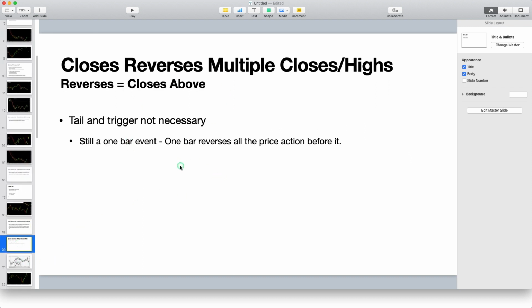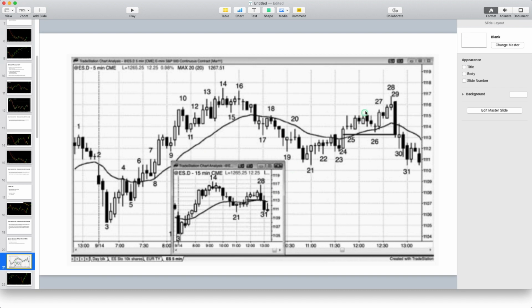So for the next couple slides, we're going to talk about when a close reverses multiple closes or highs. And again, reverses means closes above. So a tail and a trigger are not necessary for a bar to be a reversal bar. And the example that Al gives in the book is this chart, with bar 29 being the reversal bar example that he gives. And so here, this reversal bar doesn't have a high above the prior bar. It doesn't have a big tail on top, but Al still classifies it as a reversal bar because it's reversing the price action before it.